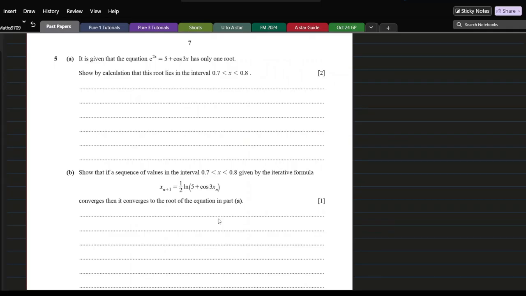Number 5, part A. It is given that the equation e to the 2x is equal to 5 plus cos 3x has only one root. Show by calculation that this root lies in the interval x is between 0.7 and 0.8.